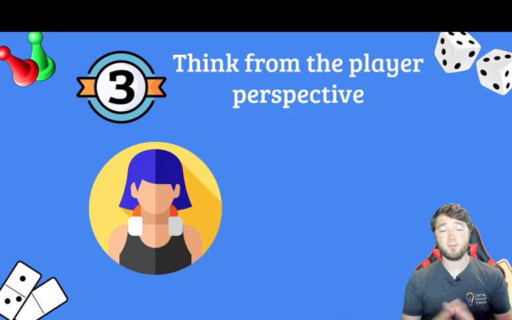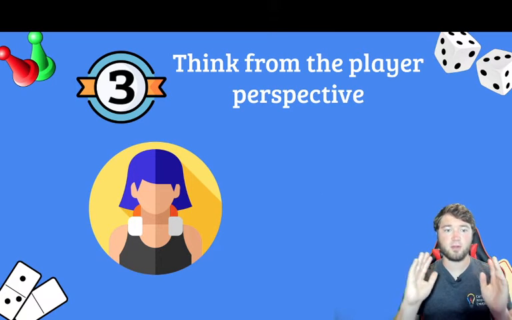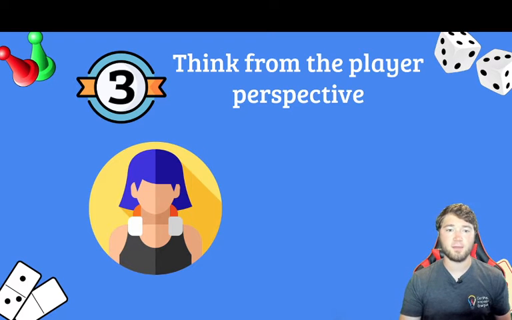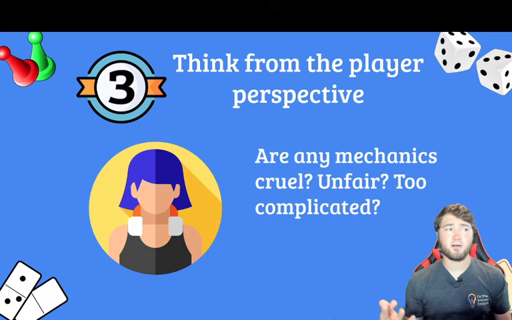A third key to keep in mind is that you always want to be thinking about the player's perspective when you're making a game. So you want to ask yourself, are any of my mechanics, the things they do or stand in their way, cruel or unfair? Are they complicated and make it hard to understand the game?